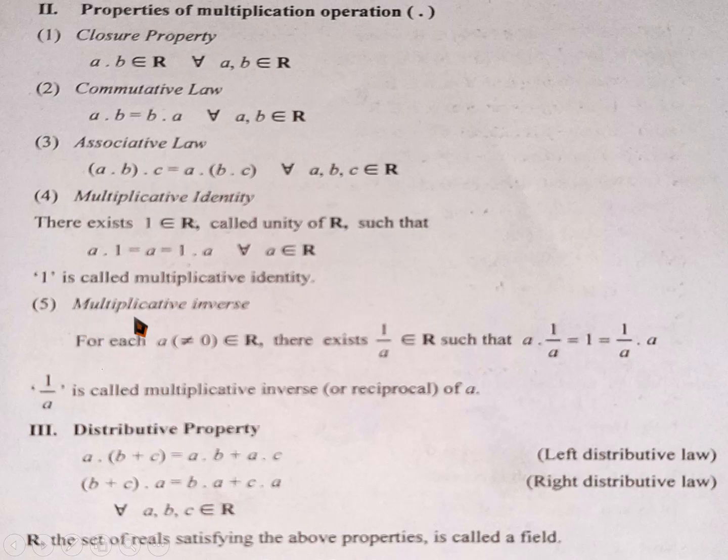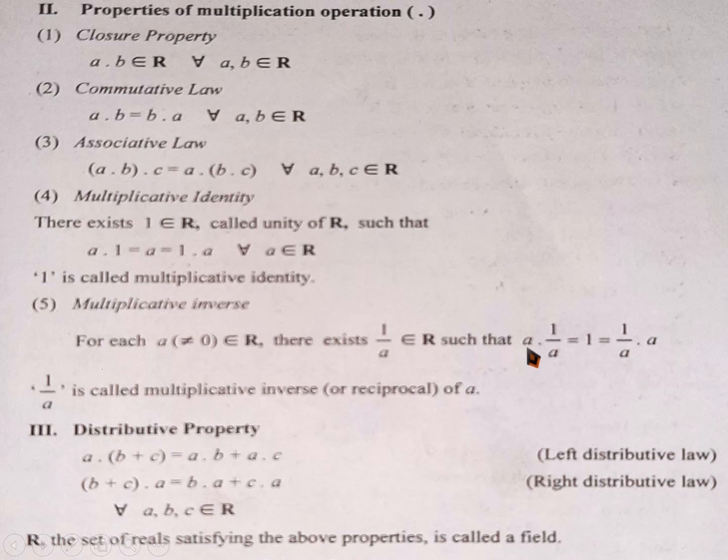Next is the multiplicative inverse. For any element a not equal to 0 belonging to R, there exists 1 over a, a unique element of R. If we multiply these two elements, a into 1 over a, we get 1, meaning we get the multiplicative identity. So this element 1 upon a is called the multiplicative inverse of a.